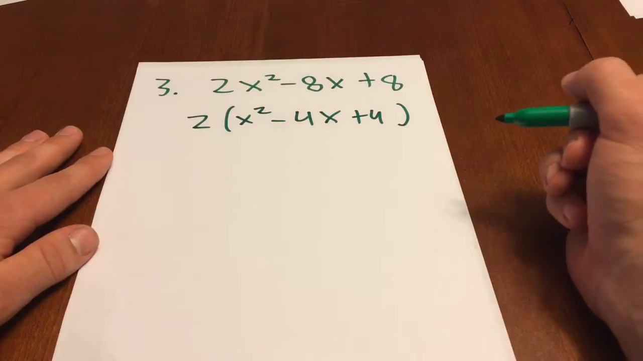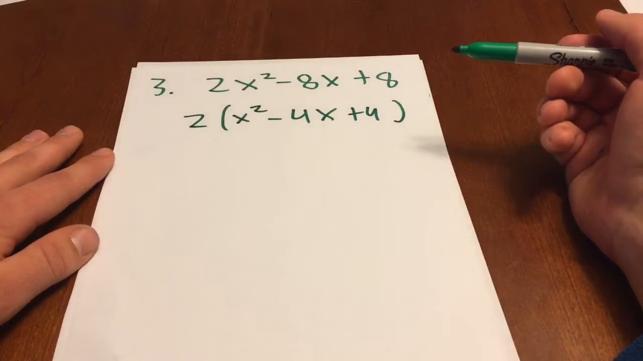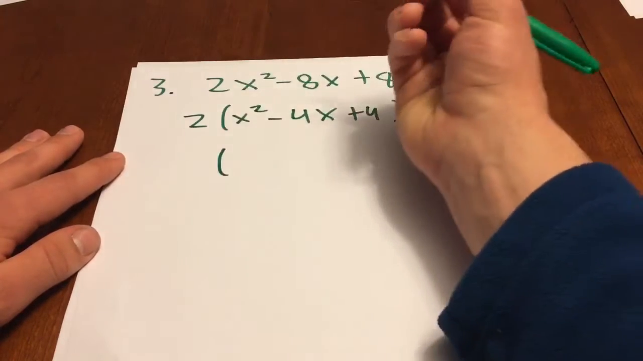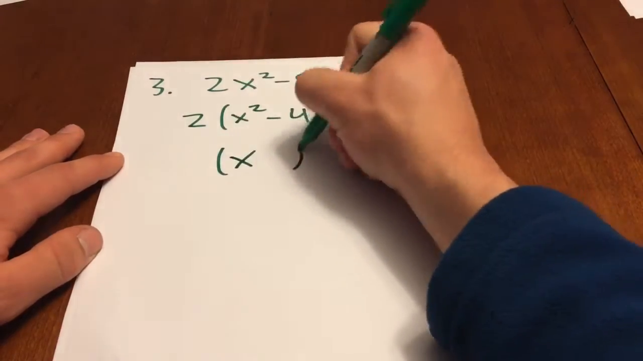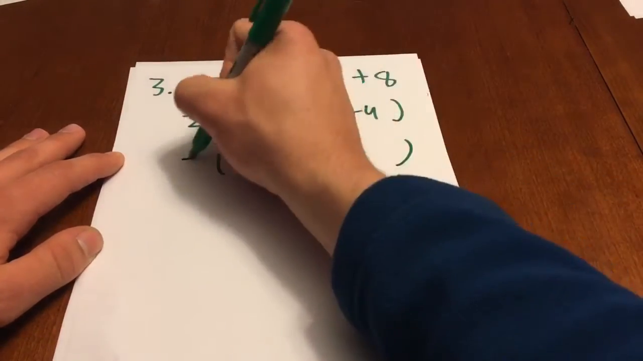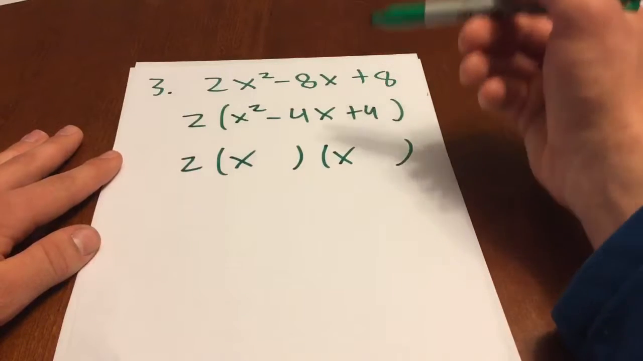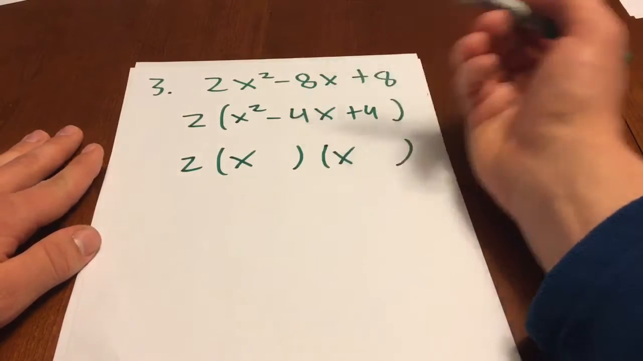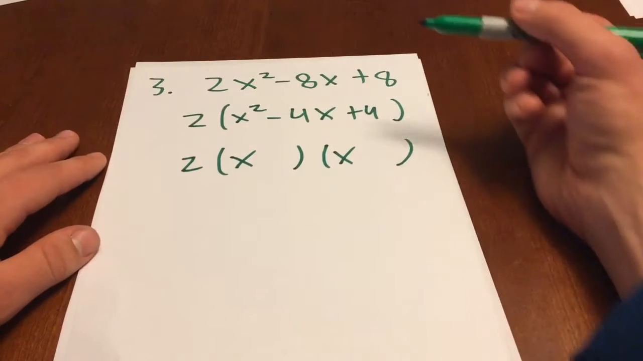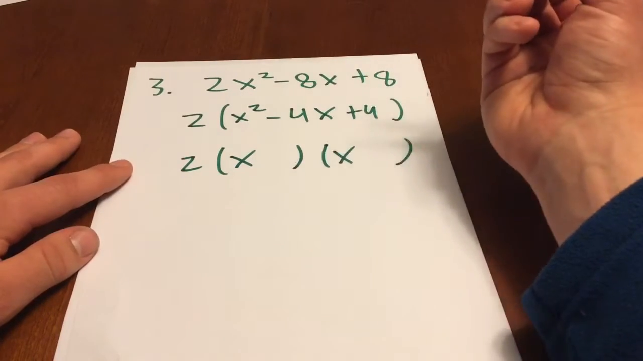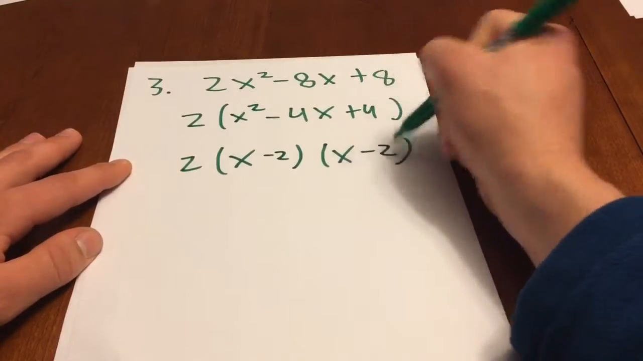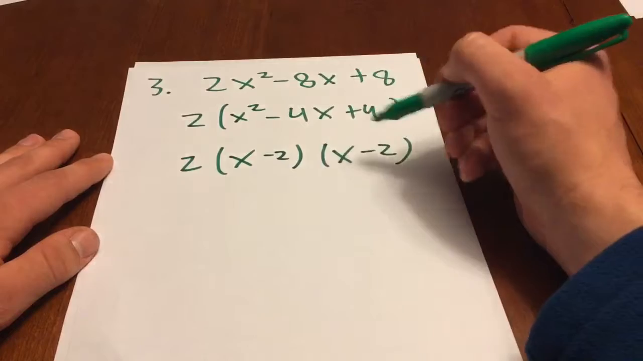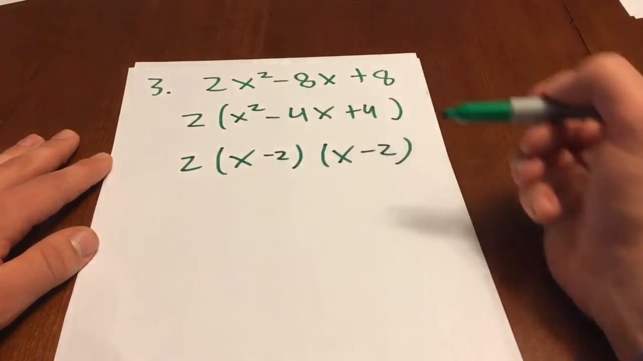And so next we basically just need to factor like we always have inside these parentheses. So we set up the equation with two parentheses again. So we have x and x, put the 2 on the outside, and we need to find out what multiplies to get 4 and what adds to get negative 4. And so it would be negative 2 and negative 2, because negative 2 times negative 2 equals 4, and negative 2 minus 2 would be negative 4.